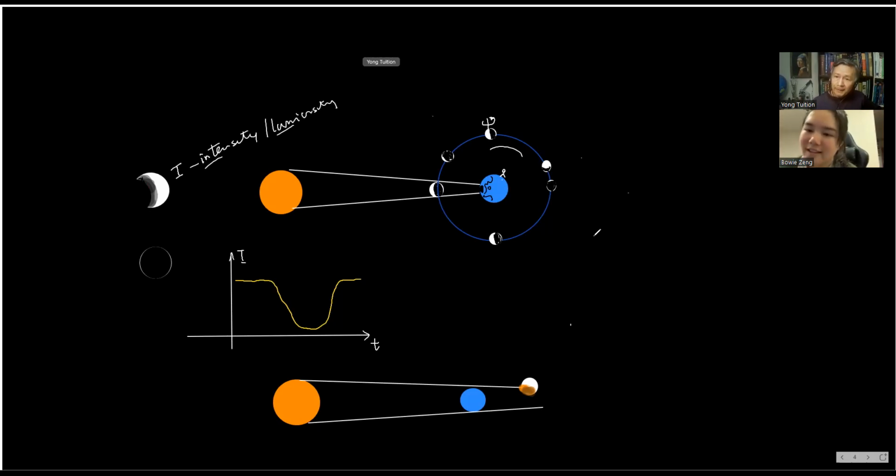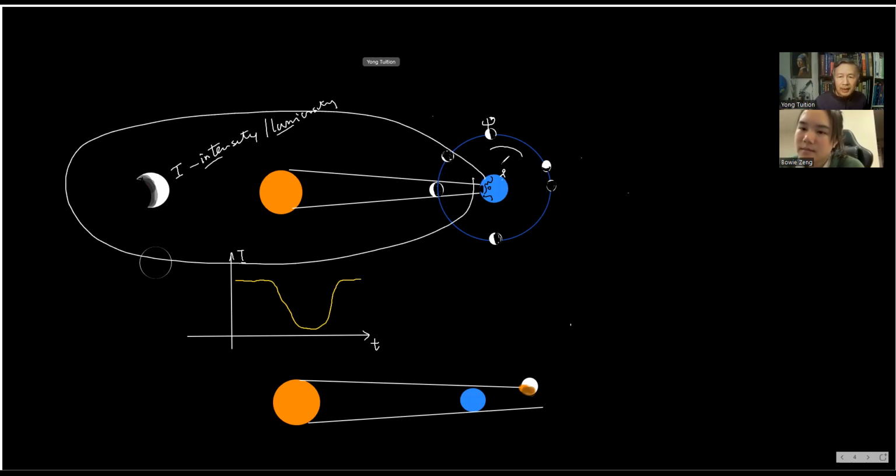Our Earth orbits about the sun, do you agree? But in the meantime, our Earth is also rotating. So don't forget about this self-rotation. It's called spin. And actually, electrons also spin.